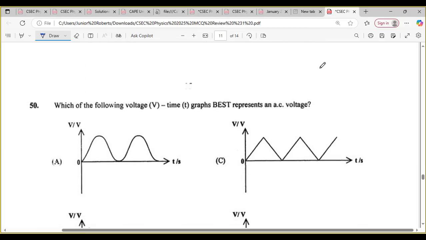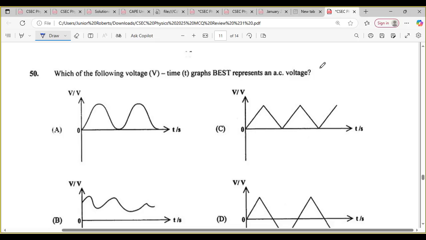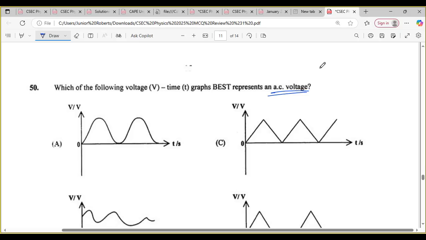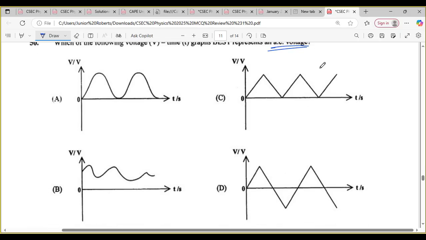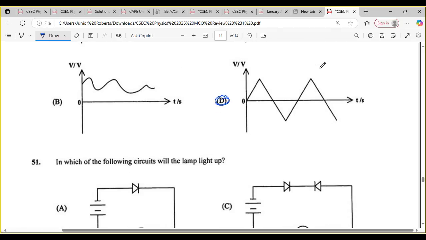Alright, so number 50 now, as we get 10 minutes left. Number 50 says, which of the following voltage-time graphs best represents an AC voltage? Sir, what is 49? 49 is D. So AC voltage changes direction. We're looking for the one that oscillates between the positive and the negative, or about the zero line, which would be D. So AC corresponds to D for number 50.